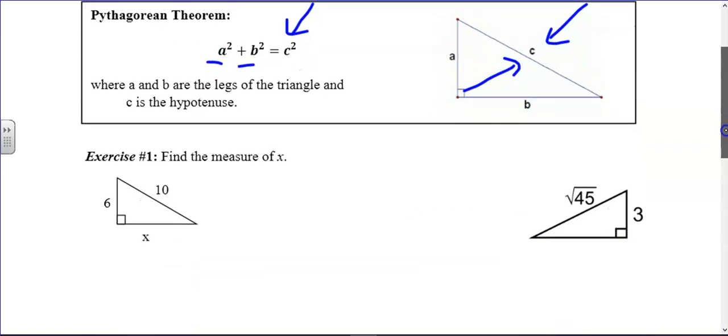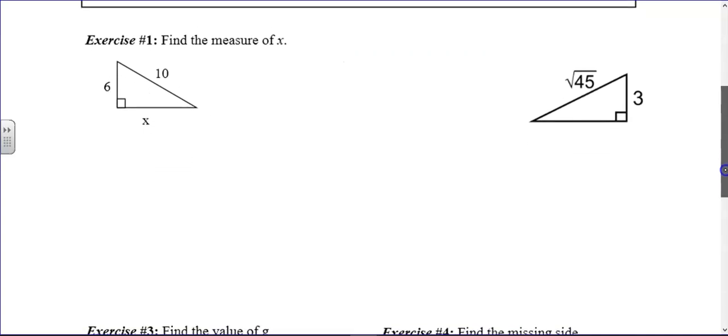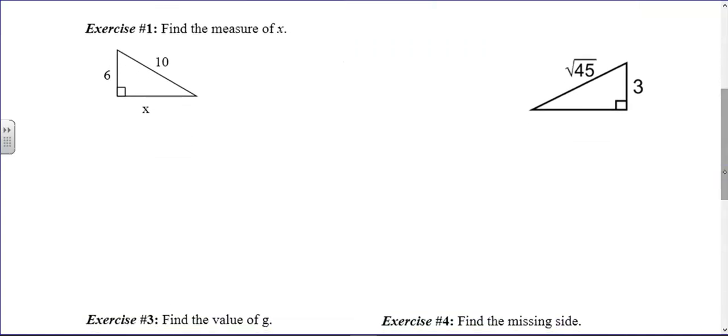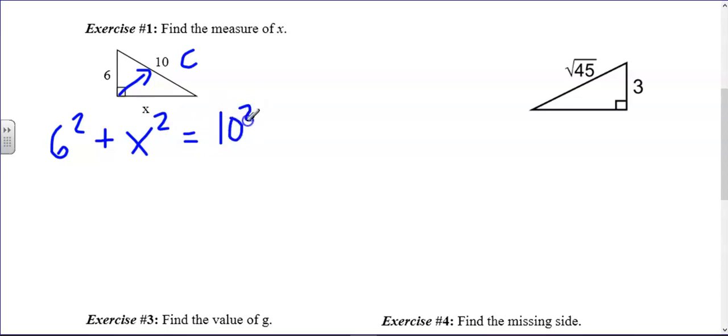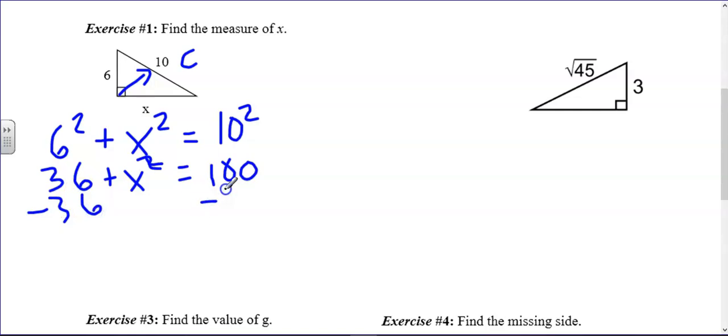So let's take a look at number 1. We have to find the measure of x. When I look at it, the first thing I'm going to notice is across from the right angle is 10, which is my c value. So 6 squared plus x squared, because those sides do not matter, equals 10 squared. Okay, let's do our squareds. 36 plus x squared equals 100. 10 squared is 100. And then we got to get the x squared alone, so we're going to subtract the 36.